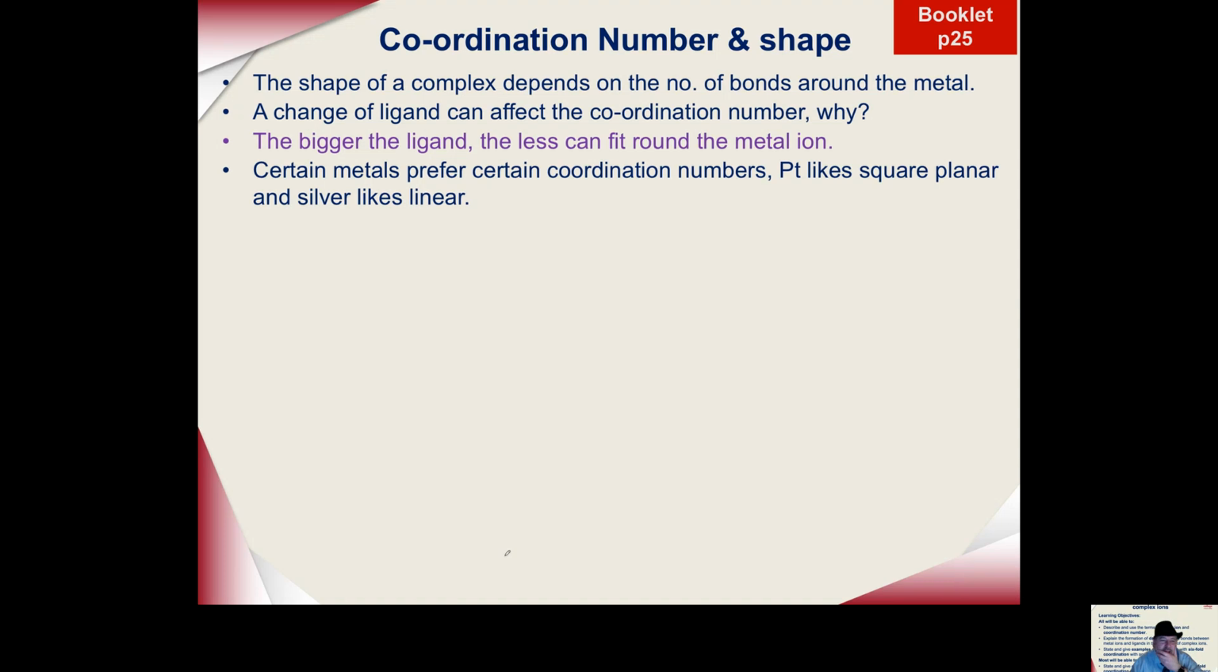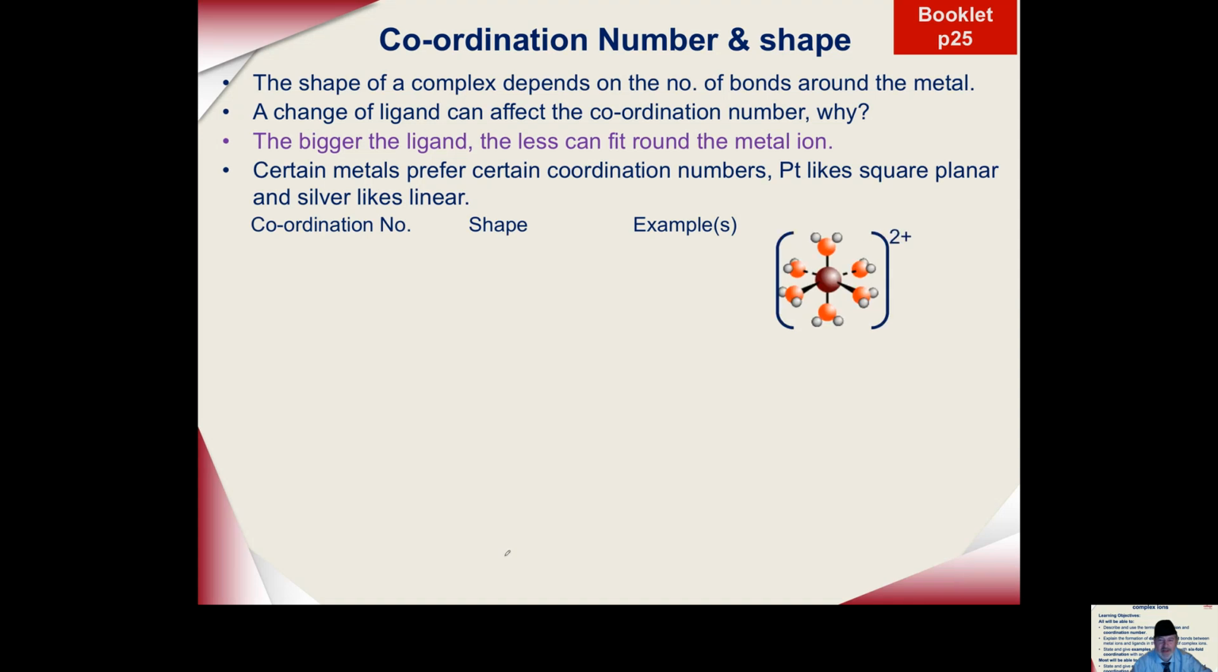Certain transition metals prefer certain coordination numbers, and you just have to learn this. There isn't much rhyme or reason with it. So platinum likes to be square planar. That means it's in the middle with 4 ligands surrounding it, or one tetradentate ligand, i.e. one that's got 4 bits that can grab it, could surround platinum, or I could have 4 waters around it. Silver is linear, so it only has a coordination number of 2.